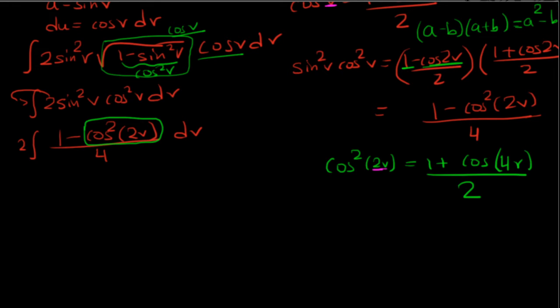So we have to be very careful here. So we'll take this step by step. Ultimately, I want to replace cosine squared 2v with that. But just to make the algebra work nicely, I'm going to move the 4 outside here in the denominator. So I'll end up having 2 over 4, which is really a half integral 1 minus. Now, instead of cosine squared 2v, I'm going to replace it with 1 plus cosine 4v over 2.